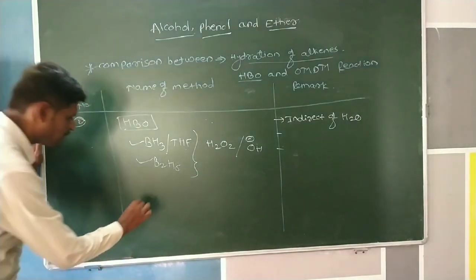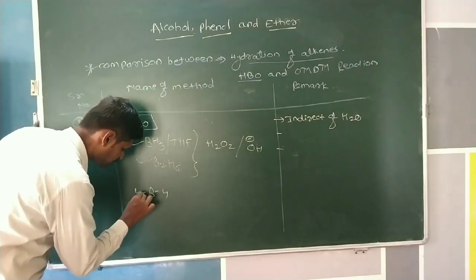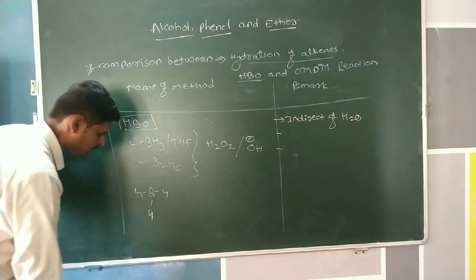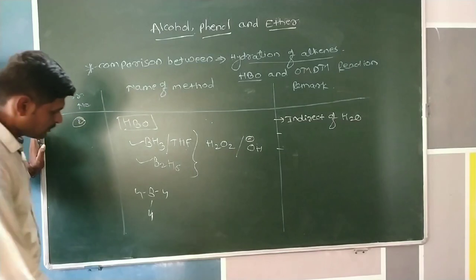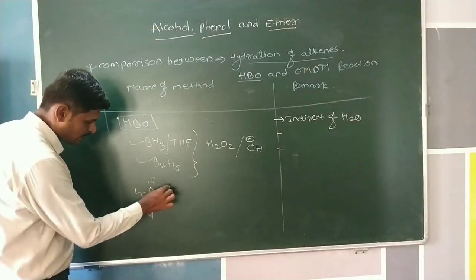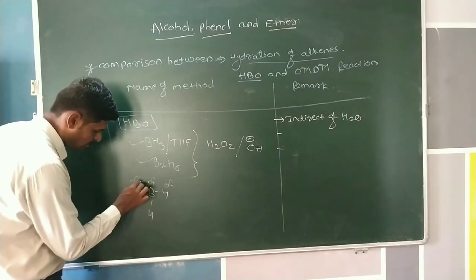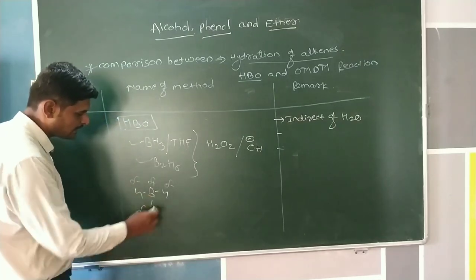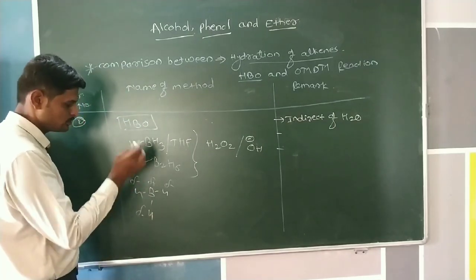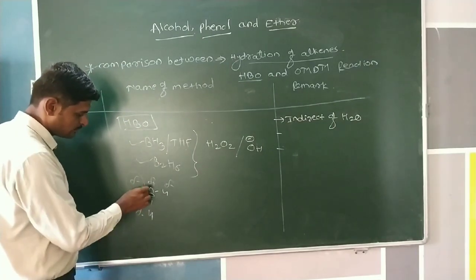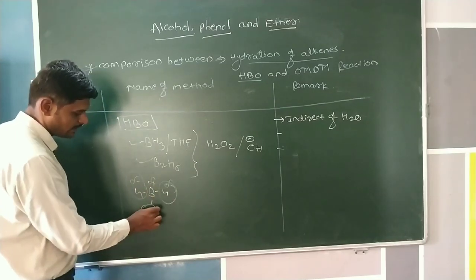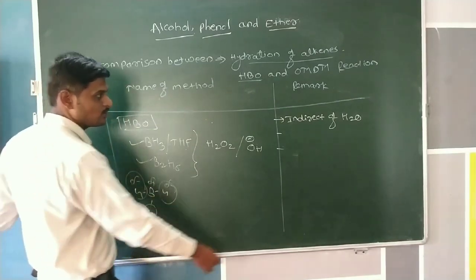Because from BH3, the boron shows a partial positive charge, and there are 3 hydride atoms attached to this boron. There is an H minus, H minus, and H minus. That means this H minus goes to the water molecule.